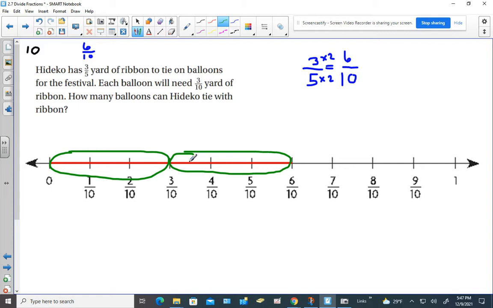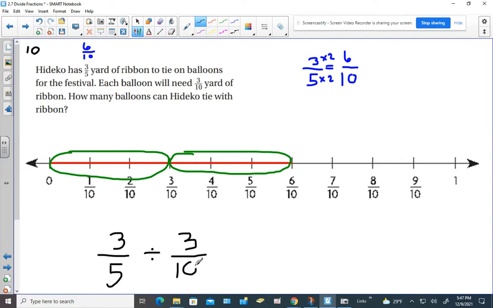Now we need to put something on the piece of paper. We need to show an algorithm. What's the dividend? What's the thing that we're breaking up into equal groups? Well, it was 3/5. So let's write that down. By the way, there would be nothing wrong with writing it down as 6/10 because the two things are equal. But let's stick with the more user-friendly version of it, which is 3/5. We're dividing that into equal groups of 3/10.